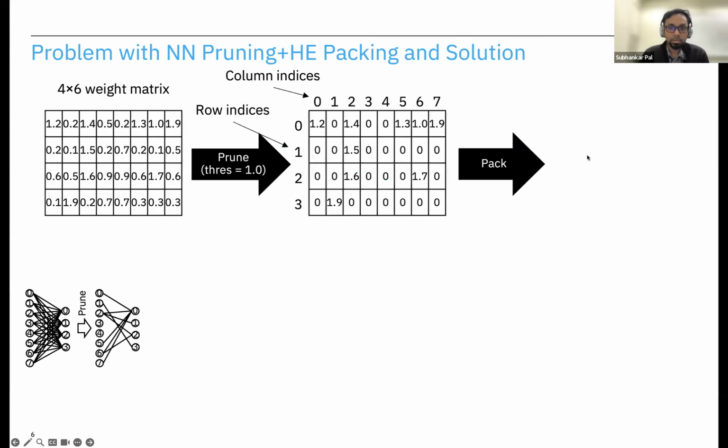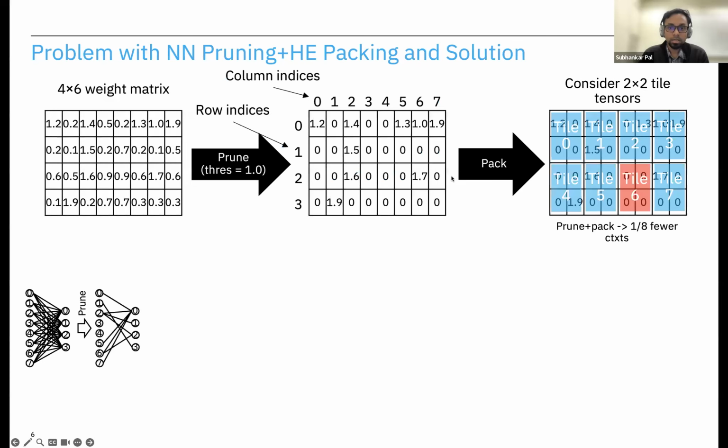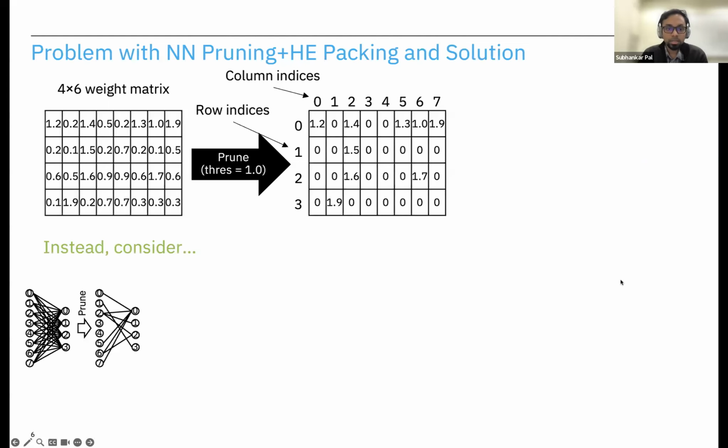Now if we were to pack them as is, the packing would look like this. Consider 2 by 2 tiles just for illustration, and let's ignore the replicated third dimension for now to keep things simple. We can see that there's just one tile that has all zeros. So in essence, you can only remove 1 out of the 8 ciphertext messages if you just prune and pack. So we realized that we can do better.